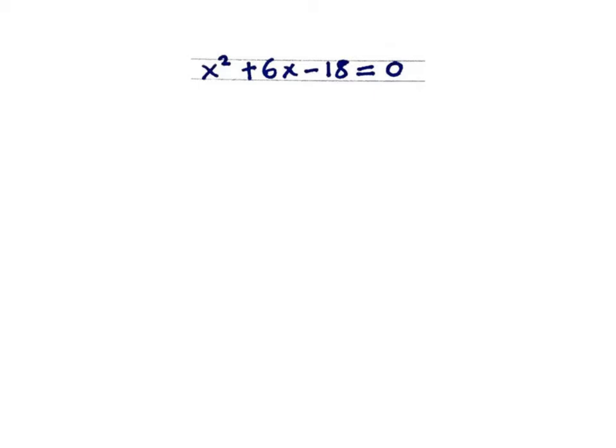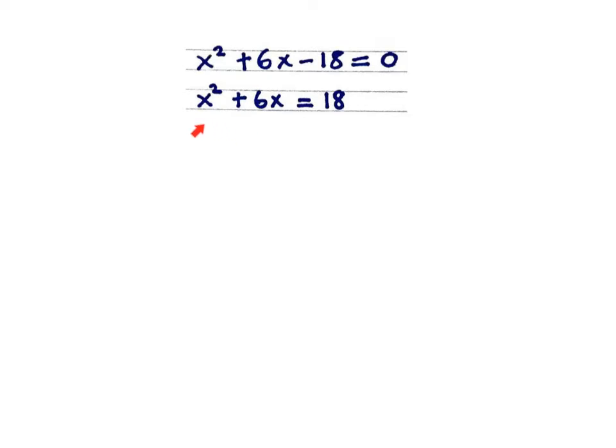Here is another example of how to solve a quadratic equation by completing the square. Again, this is a fairly simple process. The first step is to get the variable terms by themselves by moving the 18 to the other side, so it becomes plus 18 on the other side.